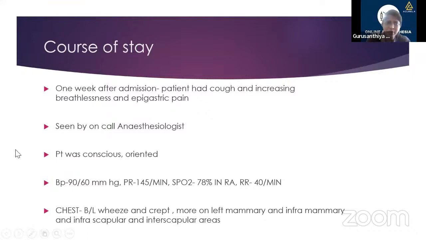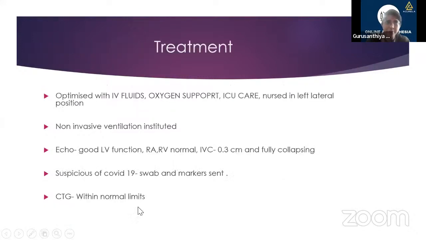She was conscious and oriented. Her BP was around 90/60, and she had a pulse rate of around 140 to 160 per minute. Her saturation was 78% in room air, and her respiratory rate was close to 40. On examination of the chest, she had bilateral wheeze and crepts, which were more on the left side in the mammary, inframammary, interscapular, and infrascapular areas.